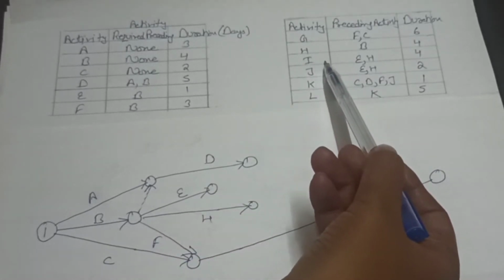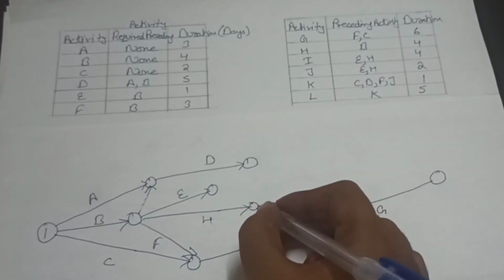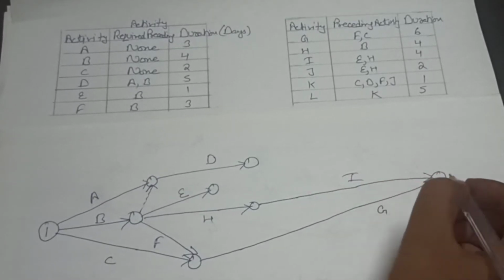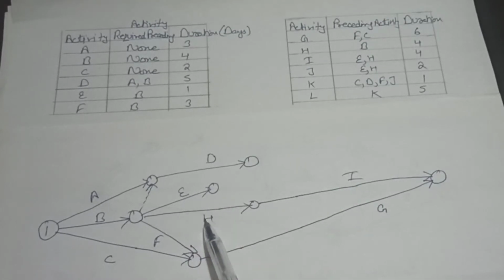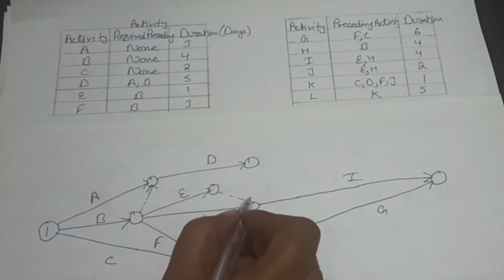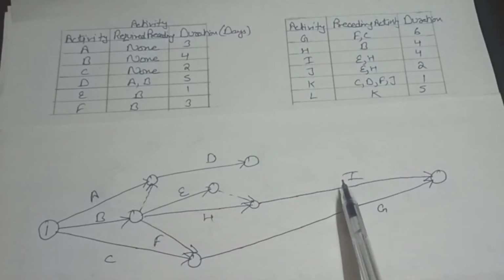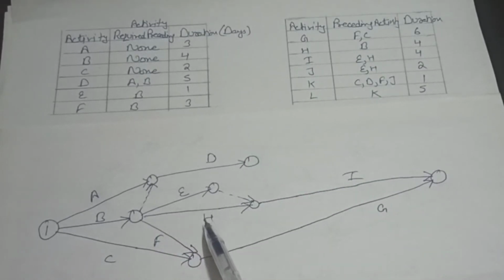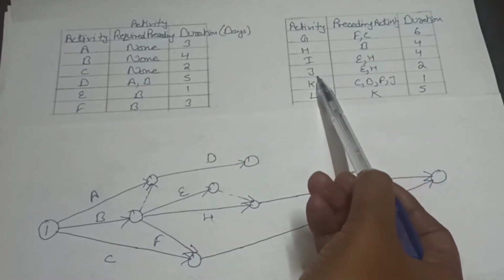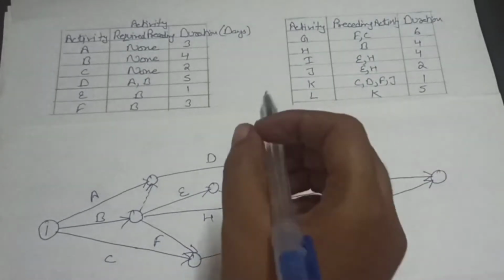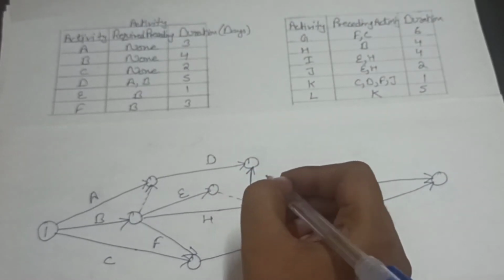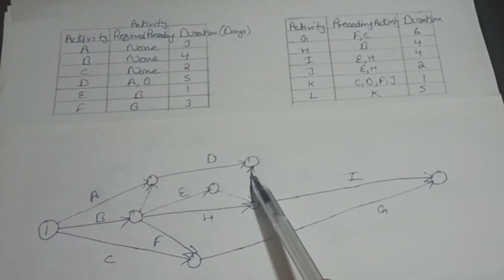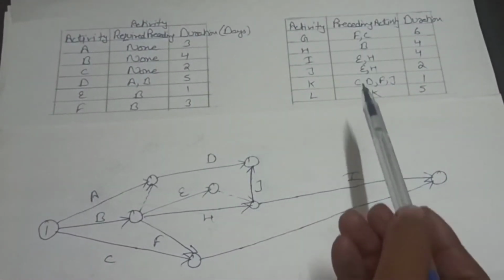After that, I activity starts after E and H. So we will draw I activity like this. In this diagram you can't say that I activity starts after E and H. So we will draw a dummy activity here. Now you can say I activity starts after E and H. After that, J activity also starts after E and H. So we will draw J activity like this. You will draw this activity with a full line.